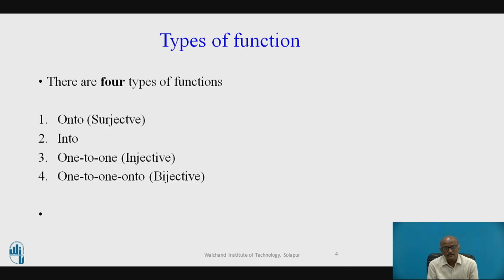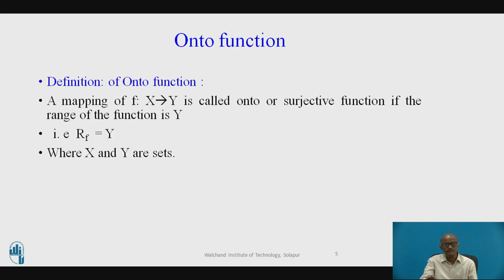As we know, there are four types of functions. One is called an onto function, also called a surjective function. The second is called an into function, the third is called a one-to-one, also called an injective function, and the fourth type is called one-to-one onto, also called a bijective function.